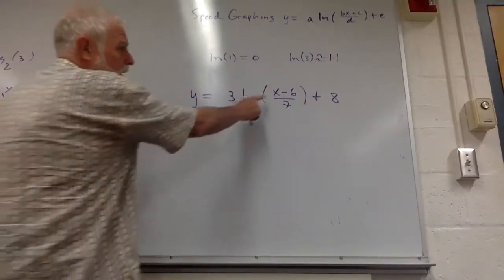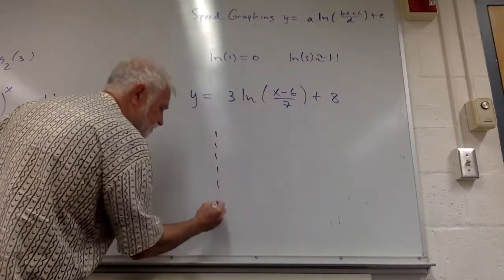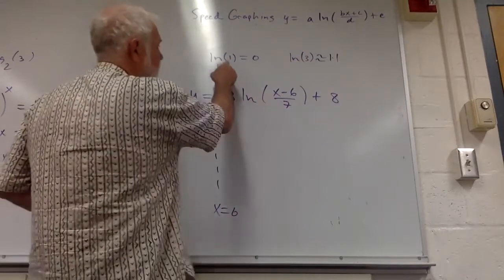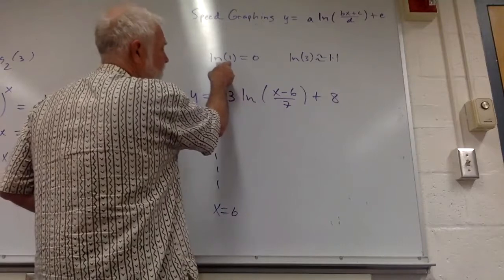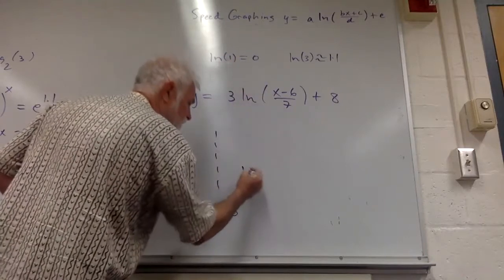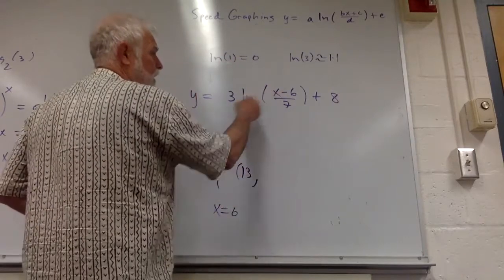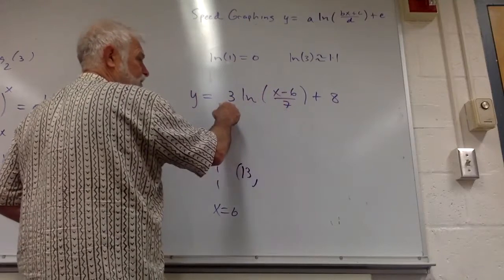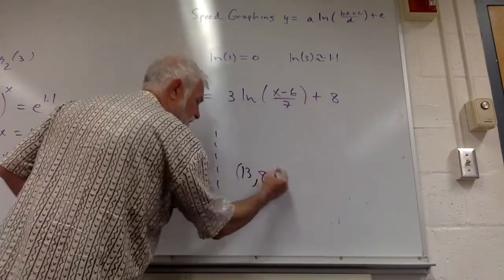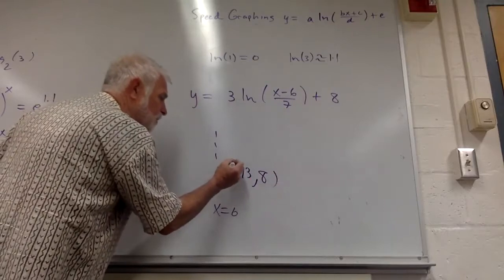All right, so asymptote at x equals 6. What makes this thing equal 1? Well, 7 times 1 is 7 plus 6, 13. So 13 is going to get us 1. The ln of 1 is 0. 0 times 3 is 0. Plus 8 is 8. All right, so you got a value. Let's put it right there.